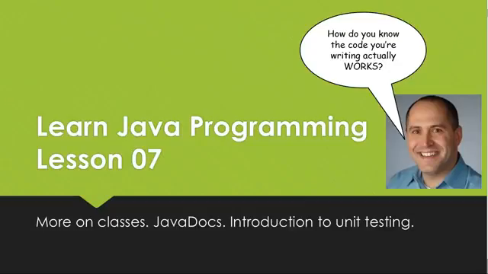Lesson 7 picks up where Lesson 6 left off, that is, in class design. We'll be doing more class examples today, but we'll also be introducing two new wrinkles. That is, how can you define and document your classes through JavaDocs, and how do you know that the code you're writing, the methods that you write in your classes, actually work? Unit testing, in other words.